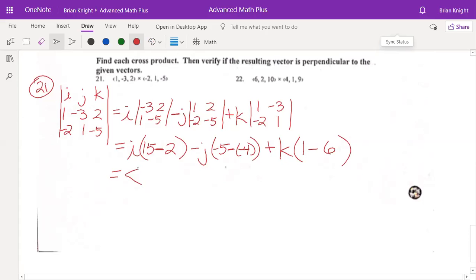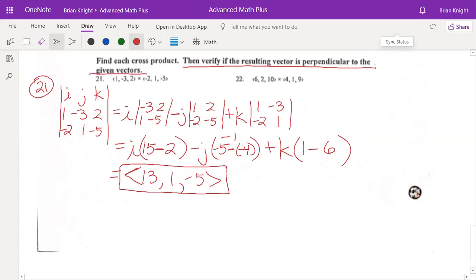Now, you really don't need your unit vectors anymore because your answer is the numbers. So what number is this? 13. This number is -1, but what's out front here? A negative, so it becomes positive 1. You gotta pay attention to that. And then 1 minus 6 is -5. That is your vector. If you wanted to write it as the sum of unit vectors, you would say 13i plus j minus 5k.